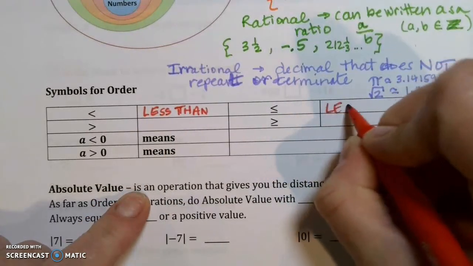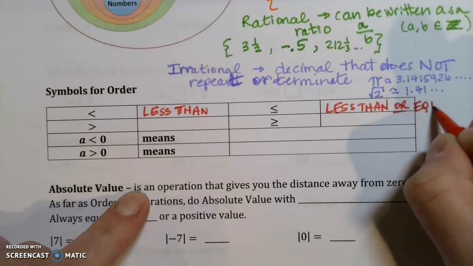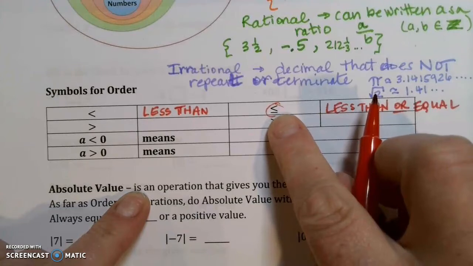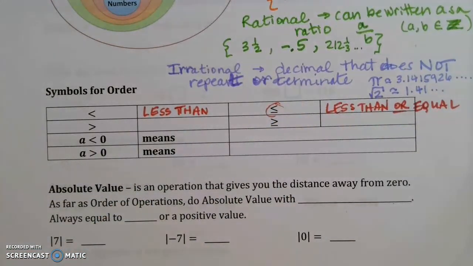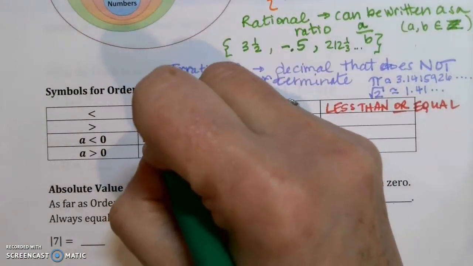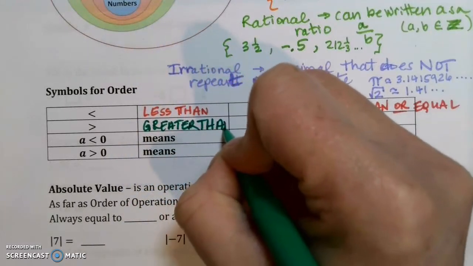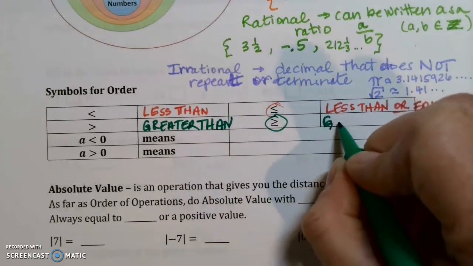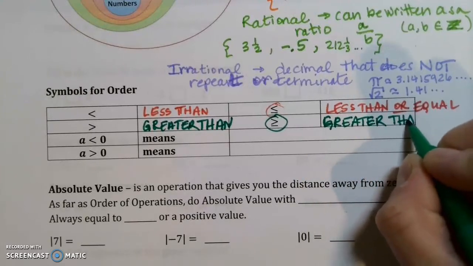This one would be less than or equal, because notice it has a part of an equal sign there. So it's not just the less than, it's less than or equal. When I have the arrow going the other direction, that is going to be greater than. And then this one that has the portion of the equal sign would be then greater than or equal.